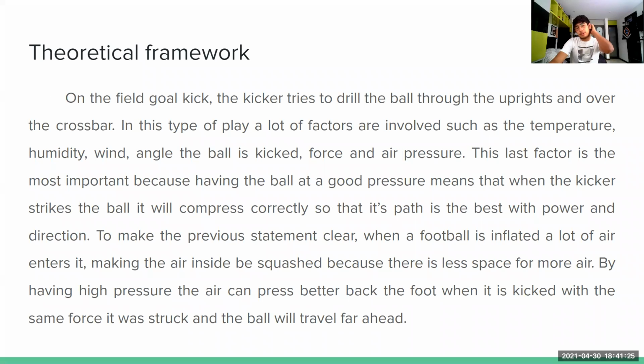Next, we have the theoretical framework. So what happens on a field goal is that the kicker tries to put the ball through the uprights and over the crossbar. So in this type of play, a lot of factors are involved, such as humidity, wind, temperature, angle the ball is kicked, force, and air pressure. This last factor, the air pressure, is the most important one, because having the ball at a good pressure means that when the kicker strikes the ball will compress correctly so the path of the football has power and direction.